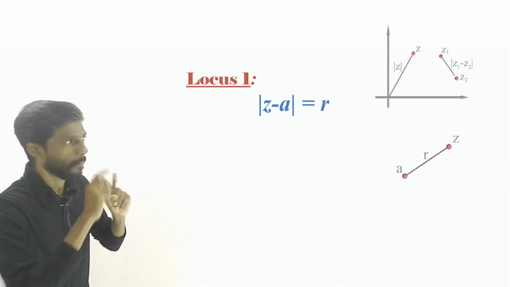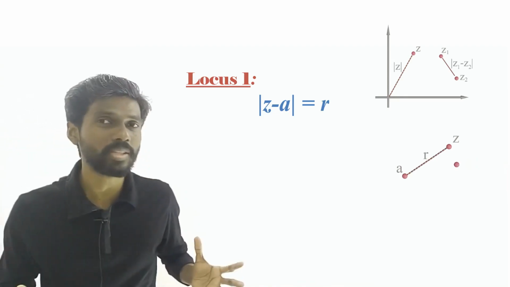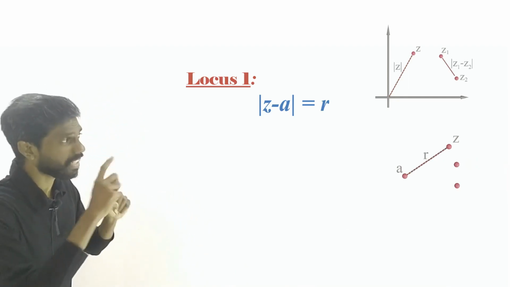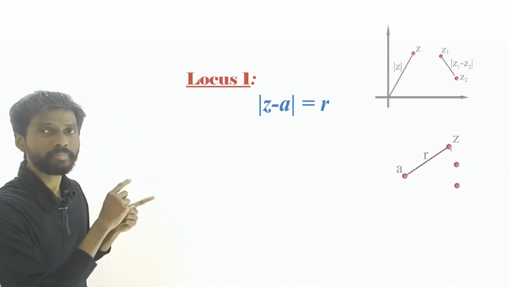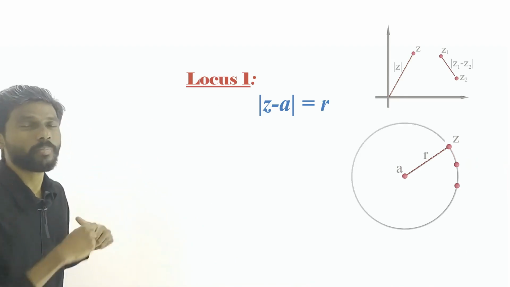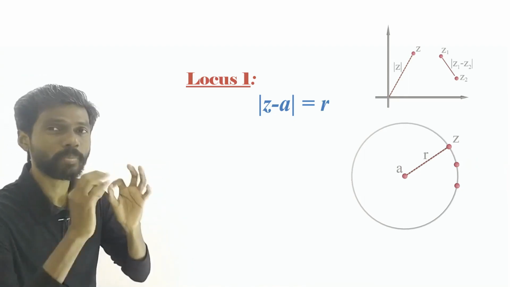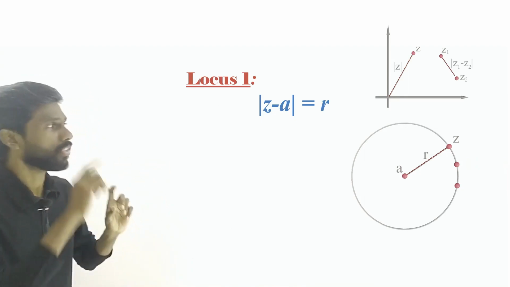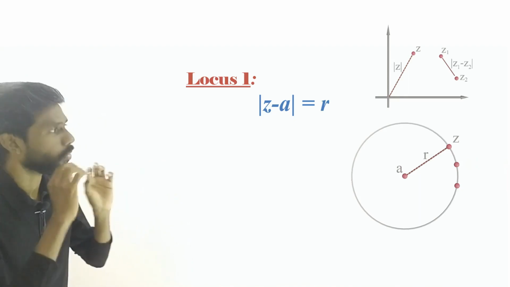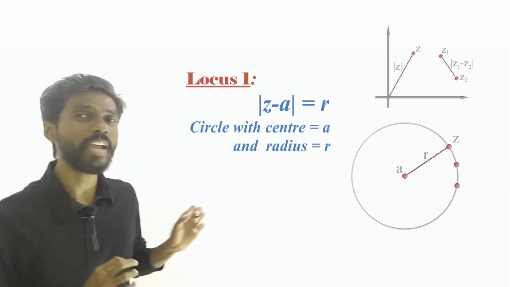But z is not the only point here. There are many points satisfying the same condition, at the same distance r from a. Joining all the points, we get a circle. So z is not a fixed point, it is a variable point, and joining all the values of z we get a curve. In this case, it is a circle with center a and radius r.